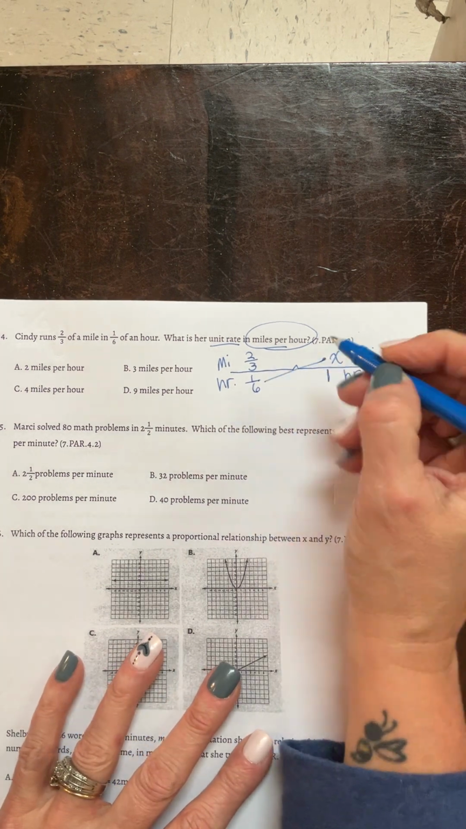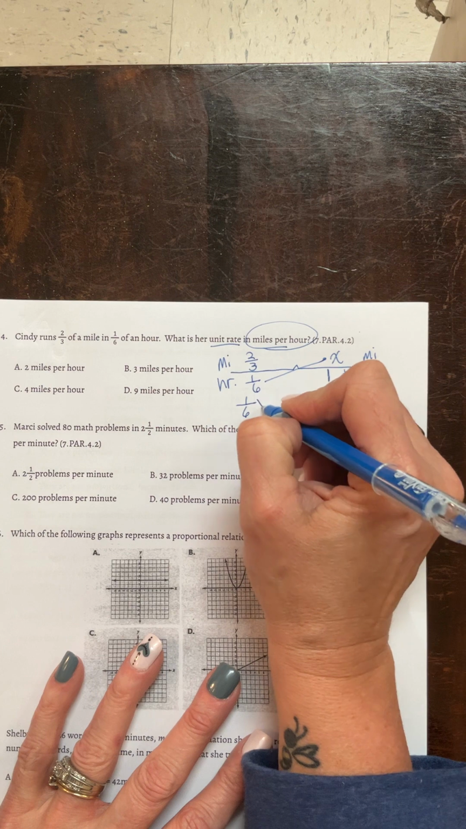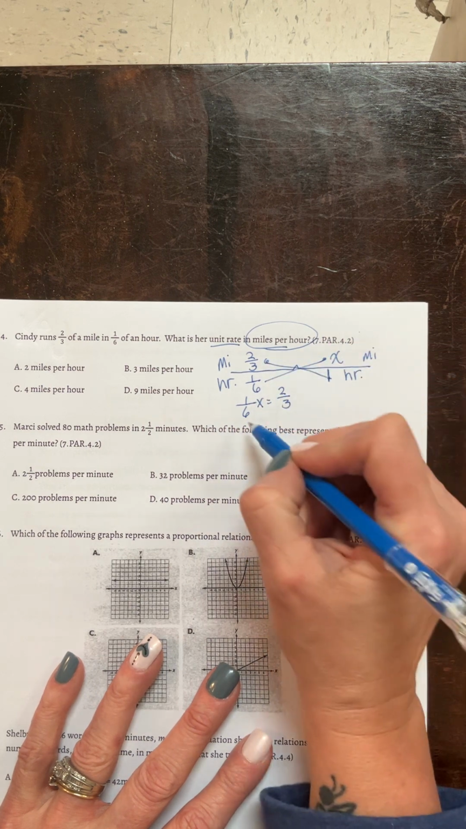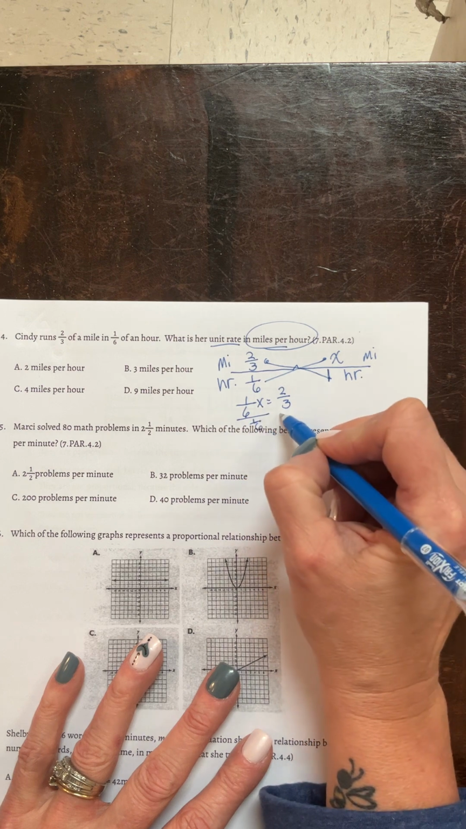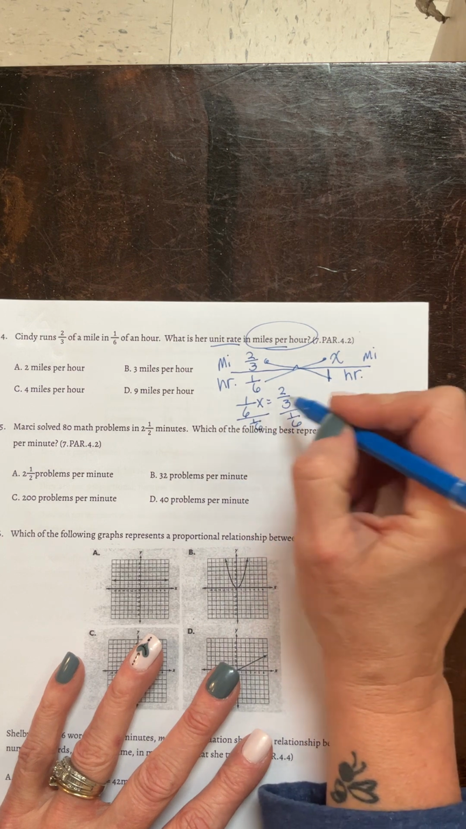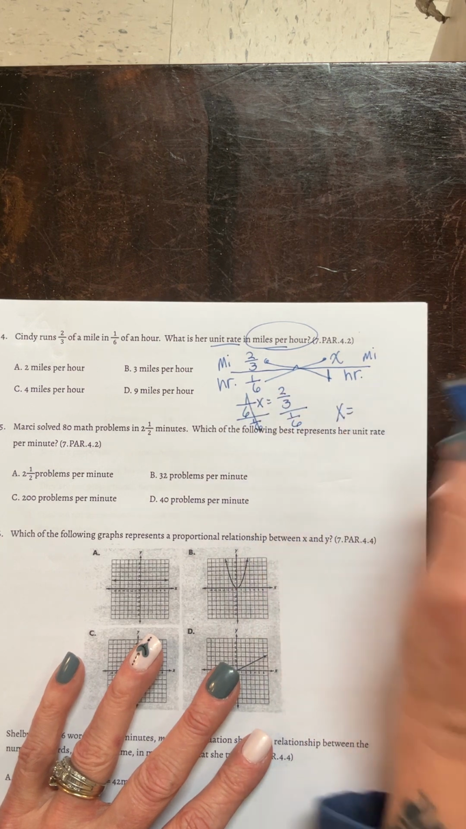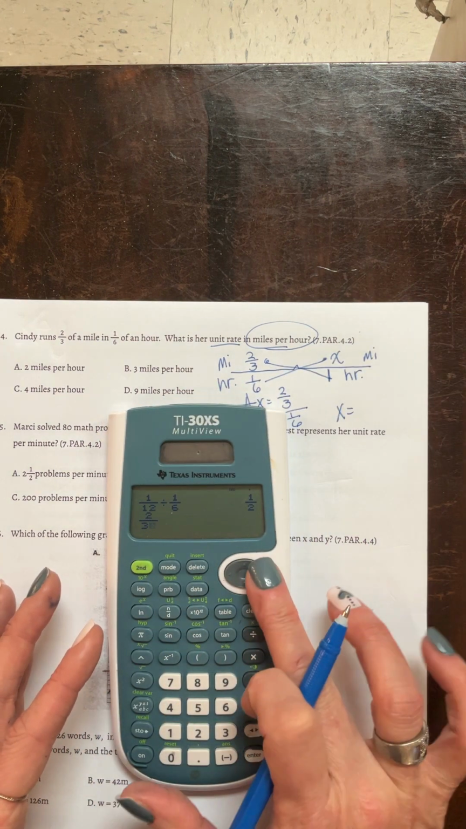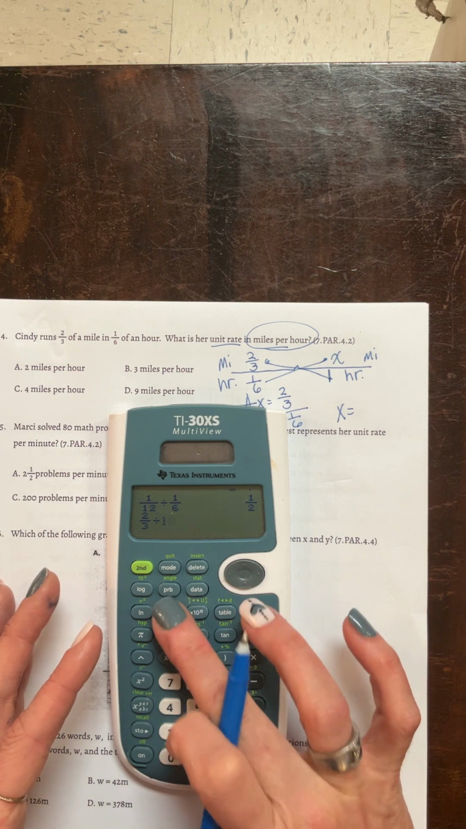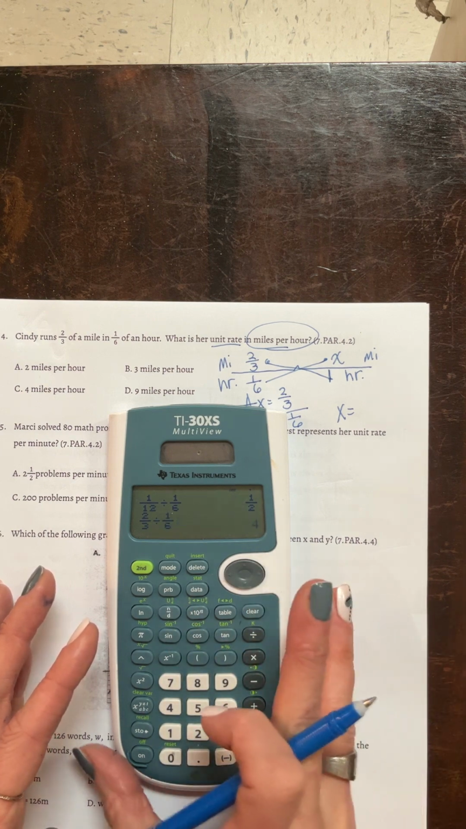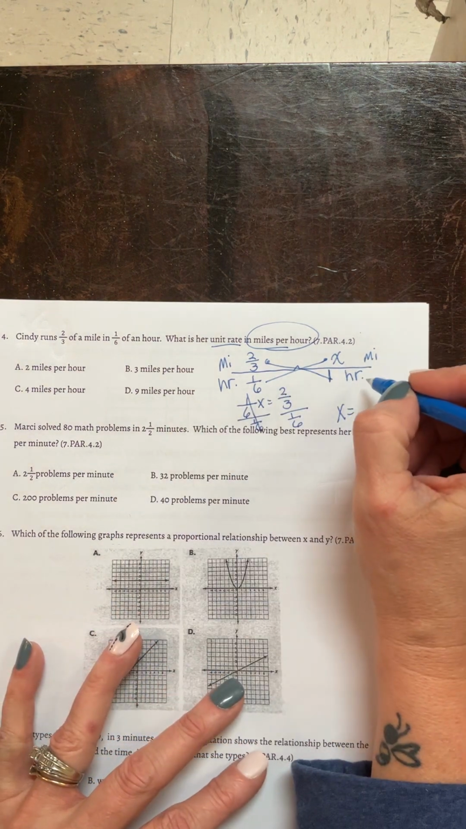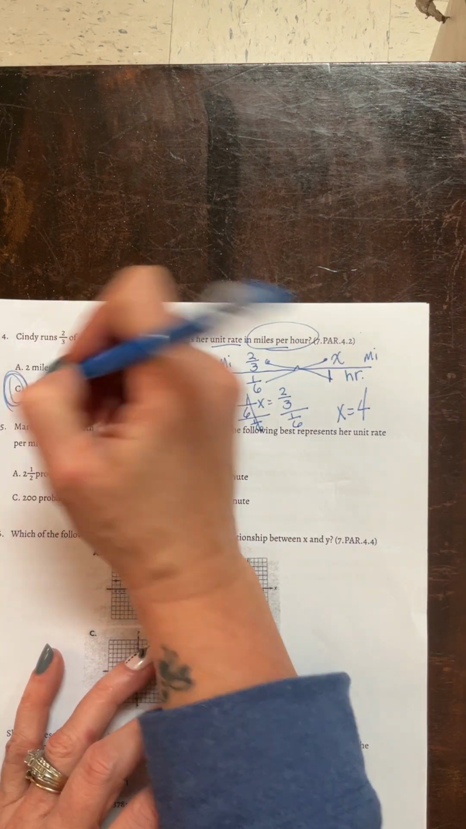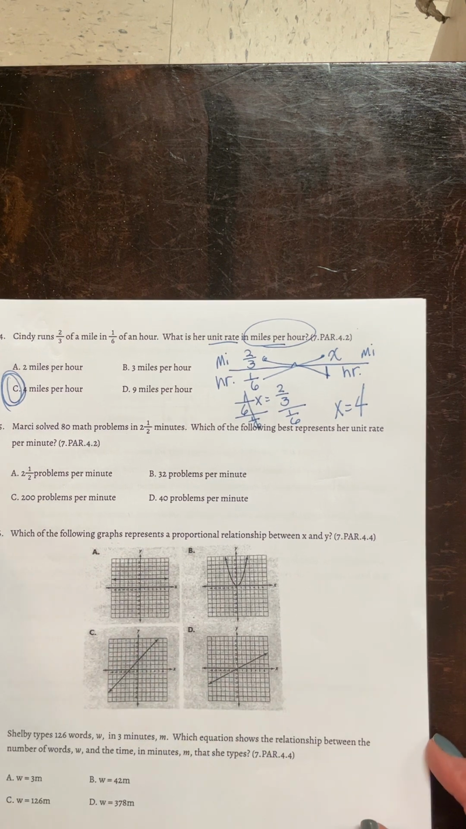Now I cross multiply. 1/6 x equals 2/3 times 1, which is 2/3. Divide by 1/6. Divide by 1/6. And x is going to equal 4. So she runs 4 miles per hour.